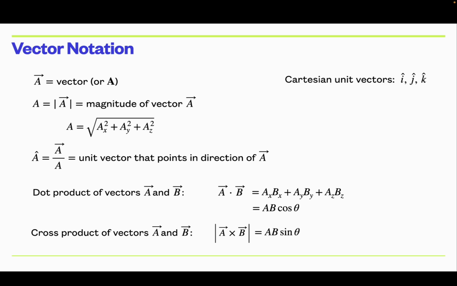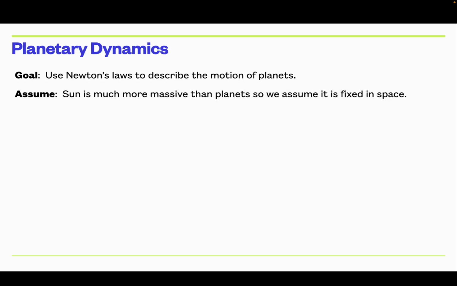We'll write Cartesian unit vectors as either i hat, j hat, k hat, or equivalently x hat, y hat, z hat. So i hat is the exact same thing as x hat, j hat is the same as y hat, k hat is the same as z hat. So we'll go back and forth between those two notations.